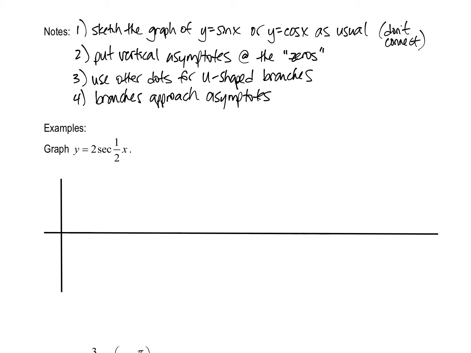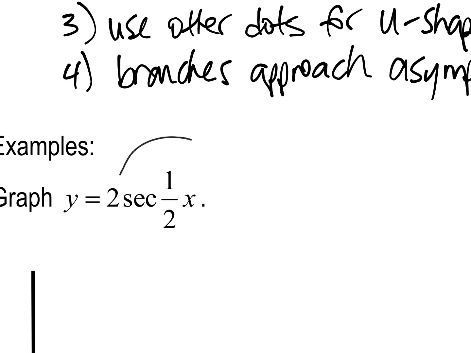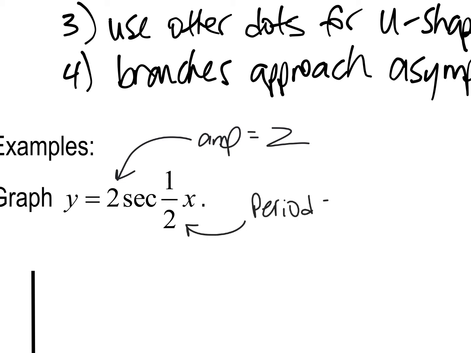So the very first thing I'm going to do is identify this is the amplitude. That means that it is extra humpy by a factor of 2. This 1/2 is my b value. That changes my period. This is all review from the very first section. So remember, you do 2 pi over b, and b is 1/2. When you flip and multiply that, you get 4 pi. The period is 4 pi.